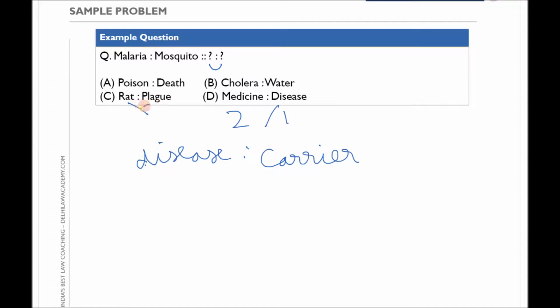But unfortunately their order is swapped. If it was plague, rat, then we had the answer, but it's not. So we can't choose this. So the answer comes out to be B, cholera, water. And that's because cholera is the disease and it is a waterborne disease. It is carried by water. So the carrier is water, and that is why B is the correct choice.